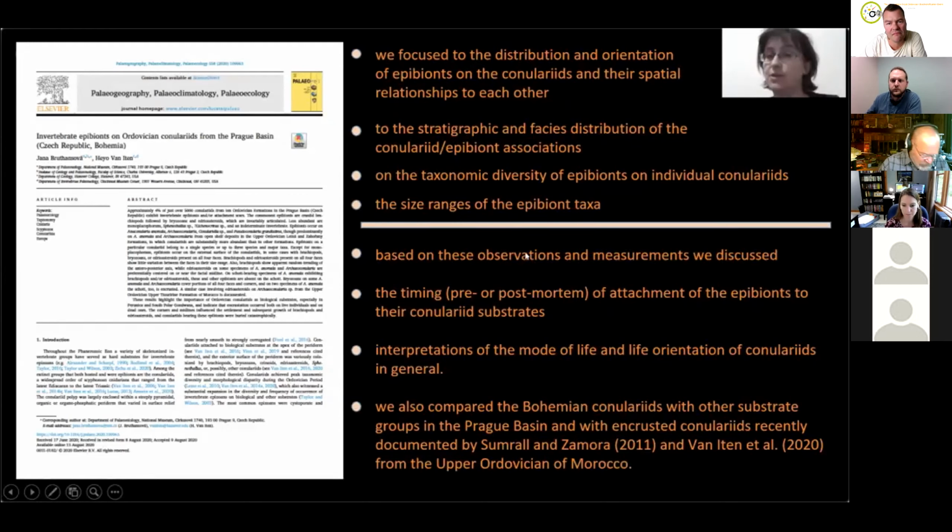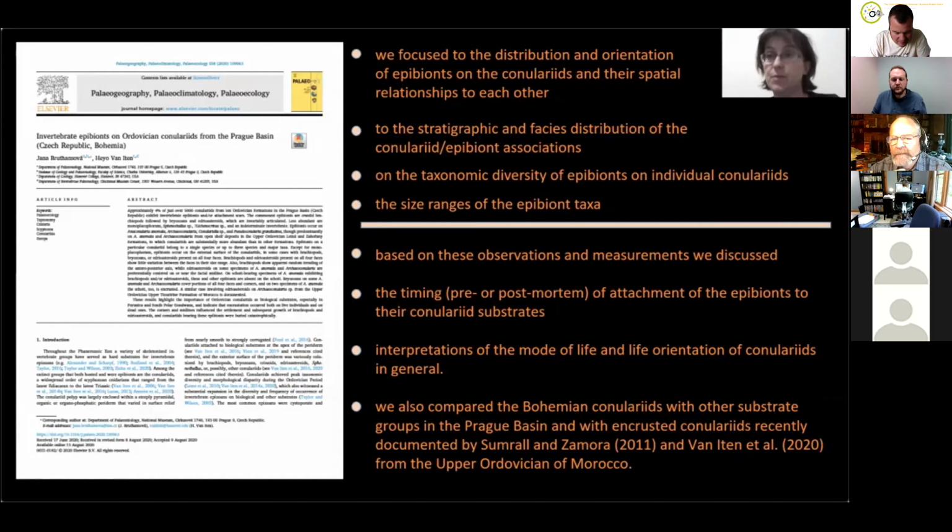Based on these observations and measurements, we discussed the timing, pre- or post-mortem, of attachment of the epibionts to their conularid substrates, as well as the bearing of our observations on alternative interpretations of the mode of life and life orientation of conularids in general. We also compared the Bohemian material with other substrate groups in the Prague Basin and with encrusted conularids recently documented from the Upper Ordovician of Morocco.